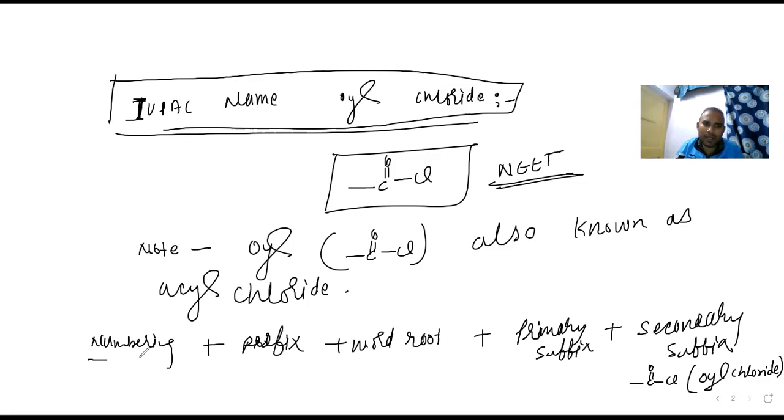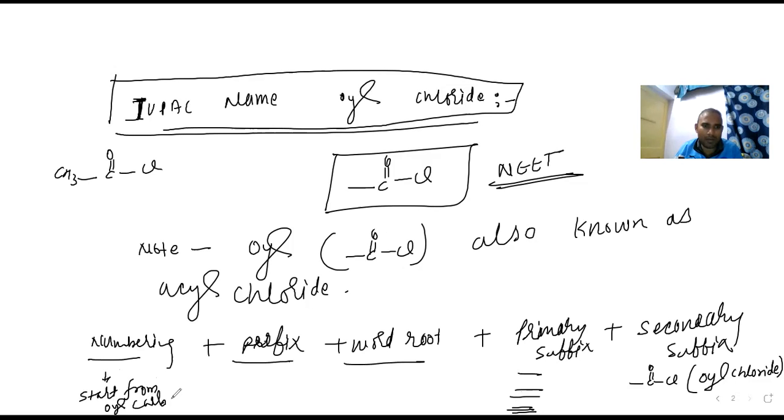So this is the numbering we do. Prefix you know, word root you know, primary suffix you also know very well. Keep oyl chloride in mind. Here we have CH3, C double bond O and Cl. Numbering starts from the functional group carbon, the oyl carbon, so it will be 1 and 2. Can you tell me the name of this compound?